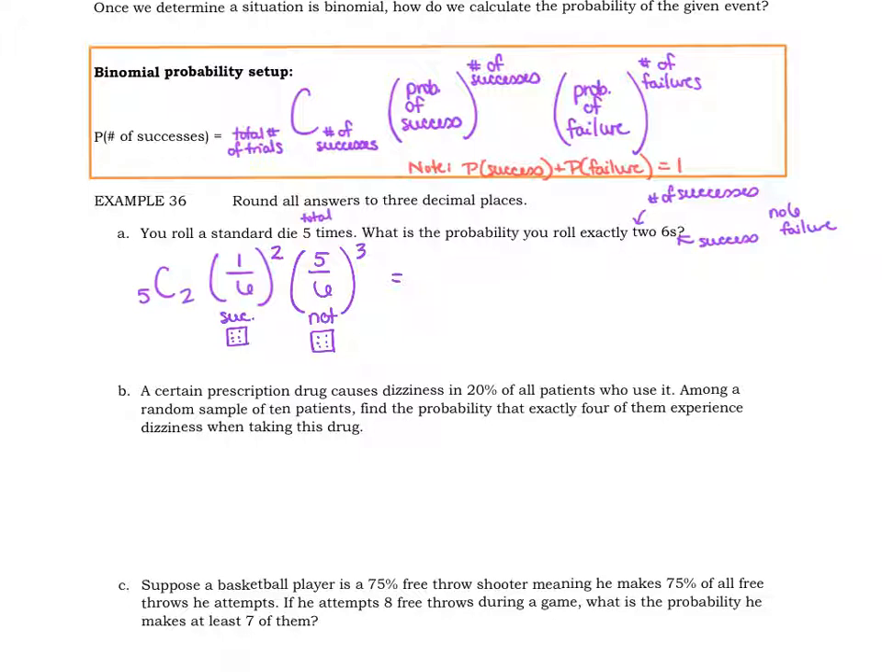Typing that into your calculator, and you can go ahead and type the fractions exactly as they look on the paper, and rounding to 3 decimal places, you will find the probability is 0.161, or about 16.1%.